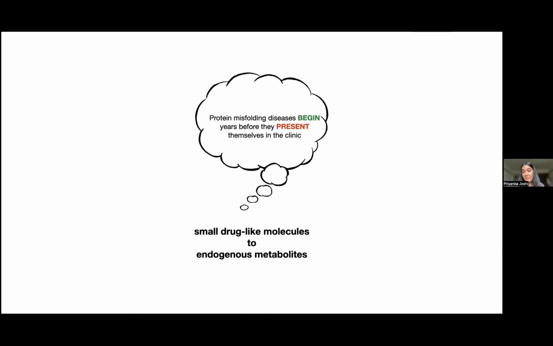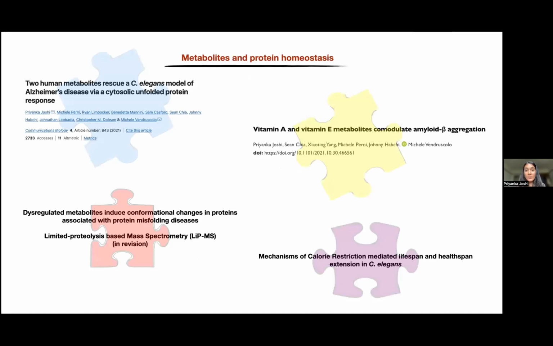Now, this made me think that if we can drug these protein aggregates, then nature must have come up with a source. Evolution must have come up with it on its own. And it could be in the form of small endogenous metabolites, which already exist in the cells. So with this, I'll be presenting three of the studies today, which is my postdoctoral work, which tie together this work on metabolites and protein homeostasis.